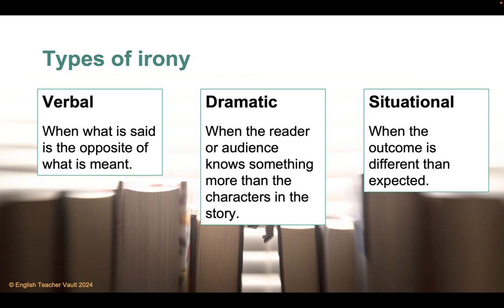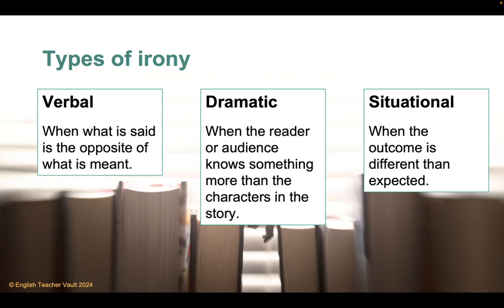These are the three types of irony that we're usually talking about when we are talking about irony in English class. There's verbal irony, there's dramatic irony, and there's situational irony. Put simply, verbal irony is when somebody says something that's the opposite of what they mean. Dramatic irony is when the reader or audience knows something that the characters don't know. And situational irony is when the outcome is different than what's expected.